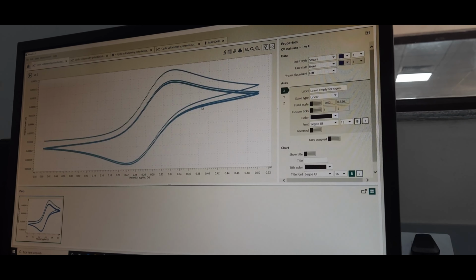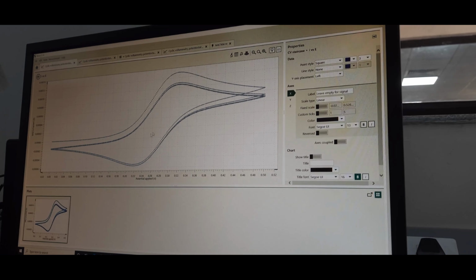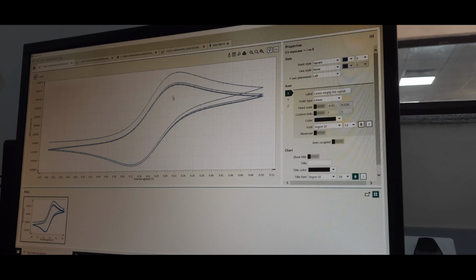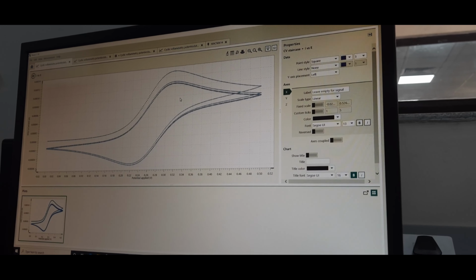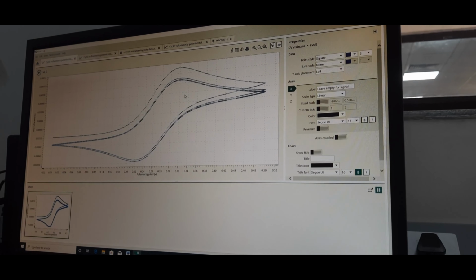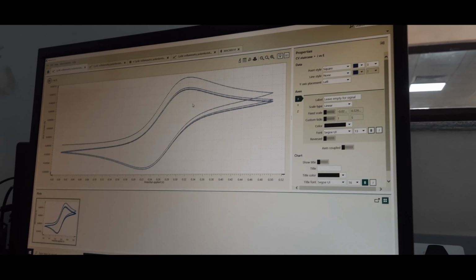Here we can see this is almost equal to 1. If you draw a tangent from here and take a length from here, and draw a tangent from here, take a length from here, the ratio of these two will be almost 1. That means in my system, whatever redox couple is there, that is showing full reversibility. Second thing.